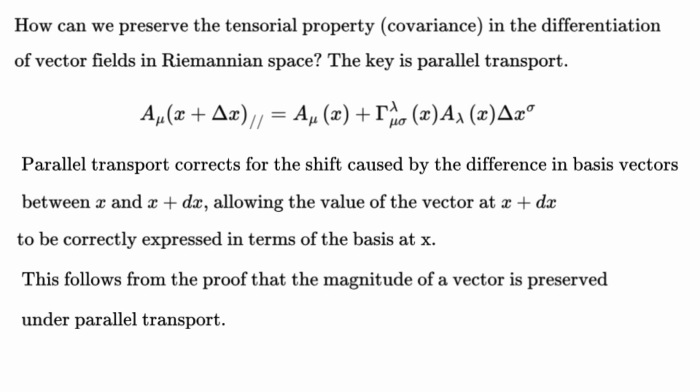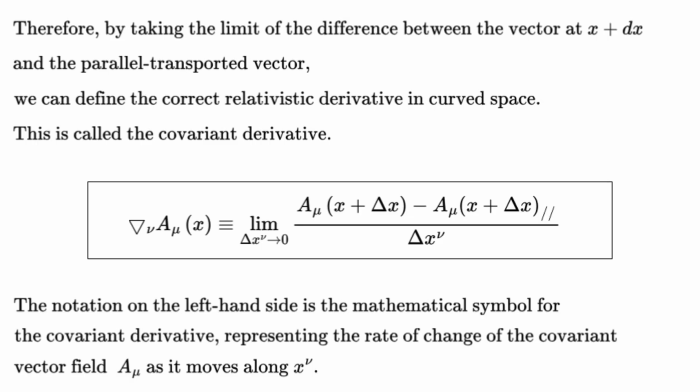Parallel transport corrects for the shift caused by the difference in basis vectors between x and x plus dx, allowing the value of the vector at x plus dx to be correctly expressed in terms of the basis at x. This follows from the proof that the magnitude of a vector is preserved under parallel transport. Therefore, by taking the limit of the difference between the vector at x plus dx and the parallel transported vector, we can define the correct relativistic derivative in curved space. This is called the covariant derivative.